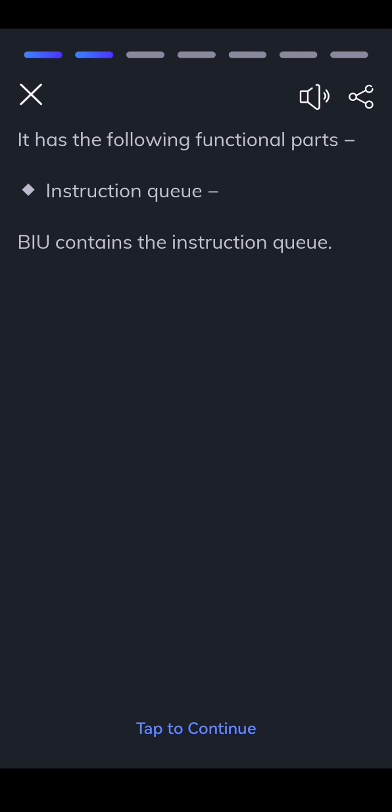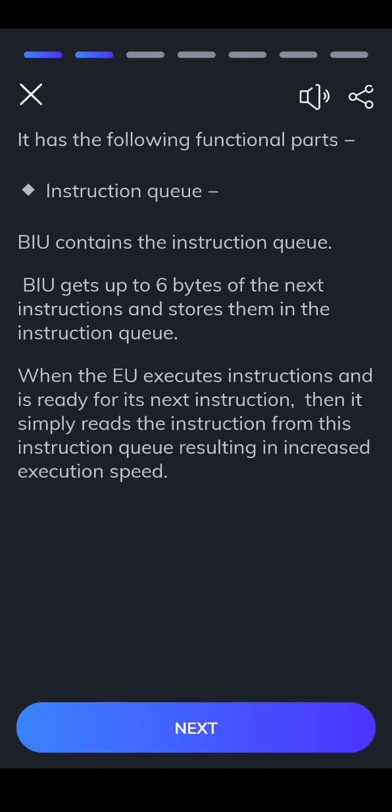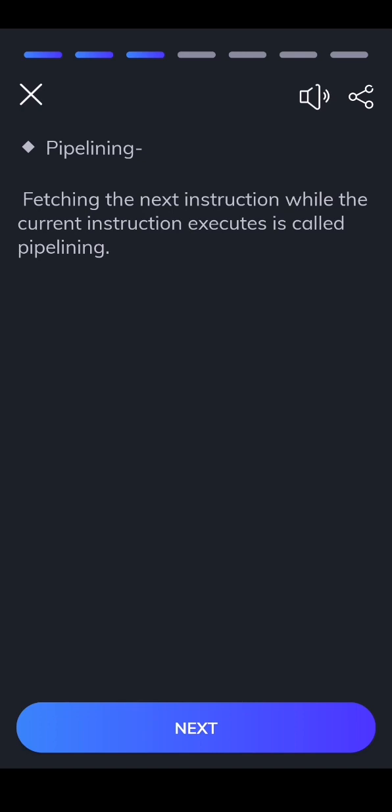BU contains the instruction queue. BU gets up to 6 bytes of the next instructions and stores them in the instruction queue. When the EU executes instructions and is ready for its next instruction, it simply reads the instruction from this instruction queue, resulting in increased execution speed. Pipelining: fetching the next instruction while the current instruction executes is called pipelining.